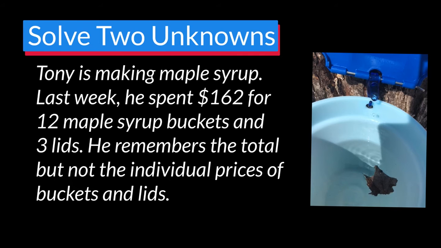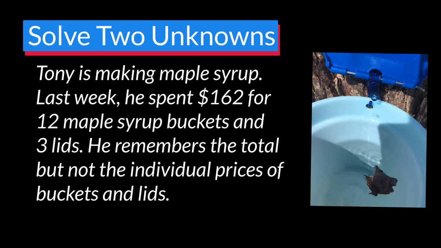Solving two unknowns. When solving problems, we know that sometimes there will be situations with more than one unknown. For example, Tony is making maple syrup. Last week he spent $162 for 12 maple syrup buckets and 3 lids. He remembers the total, but not the individual prices of the buckets and lids.